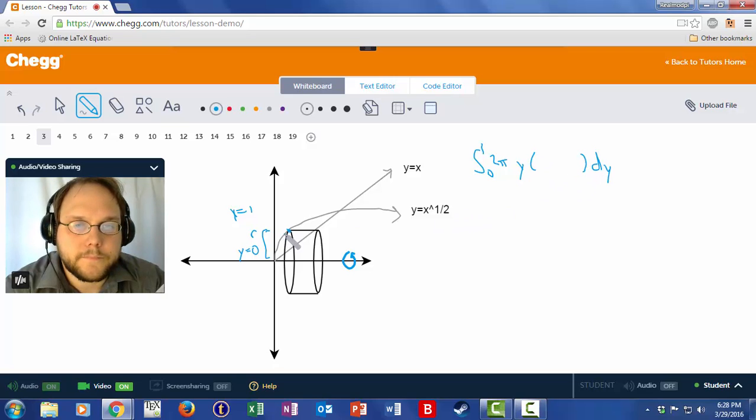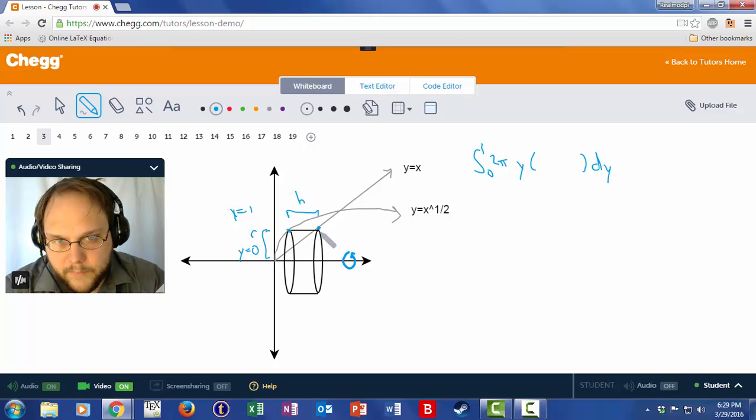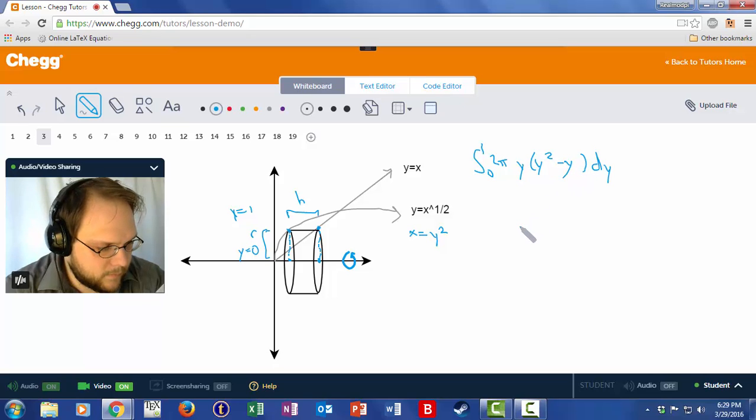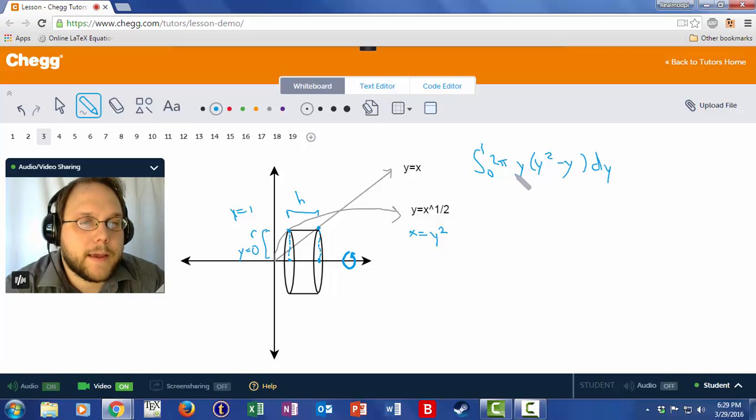And what about the height of the cylinder? Again, we're going to have a difference here: the difference in the x value of this point, here's that x value down here, and the x value of this point. To do that, we're going to have to solve these equations for x, and what we get is that x equals y squared. And this one's already solved for x in some sense. So what we end up with is y squared minus y. Good? Yep, good. That's what I got.